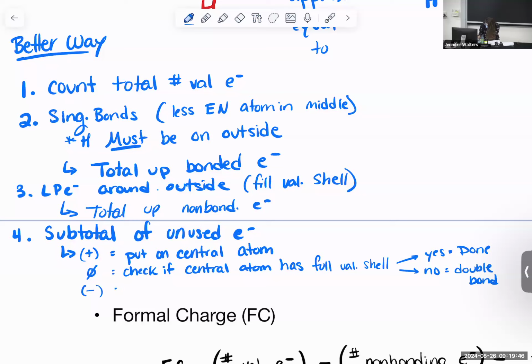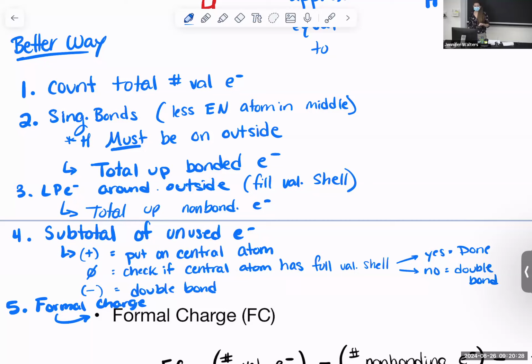If you get a negative number, then you also need to make a double bond and go back to step 2. And you go through that whole cycle until you get to a structure where you have filled all valence shells and don't have any remaining electrons. Step 5 is formal charges. Check your charges. That is what actually tells us if we have a good structure or not.